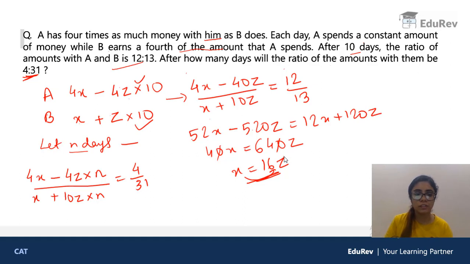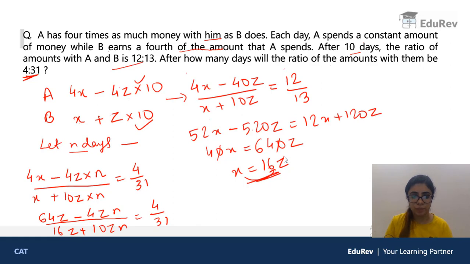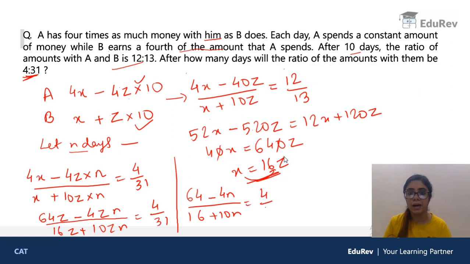So I'll substitute this here. So 4 into 16 will become 64z minus 4zn upon 16z plus 10zn is equal to 4/31. So from your numerator and denominator, your z will get cancelled. So you will have (64 minus 4n) upon (16 plus 10n) is equal to 4/31. So if you cross multiply and calculate, the value of n will come out to be 15.